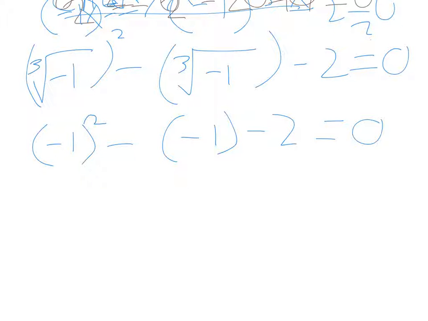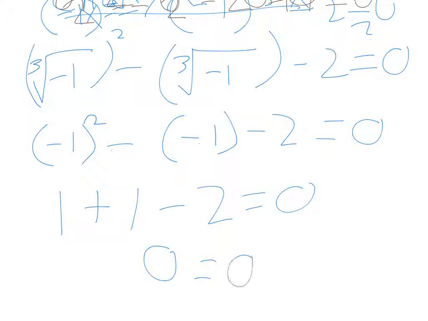Now, negative 1 squared, since it's inside the parentheses, we would square the negative as well as the 1, so it would be 1, minus negative 1. Since we're subtracting a negative, they both turn to addition, so it would be 1 plus 1, and then minus 2 is equal to 0. So 1 plus 1 is 2, minus 2 is 0, so both of the solutions work. So x equals 7 and x equals negative 2, they both work.